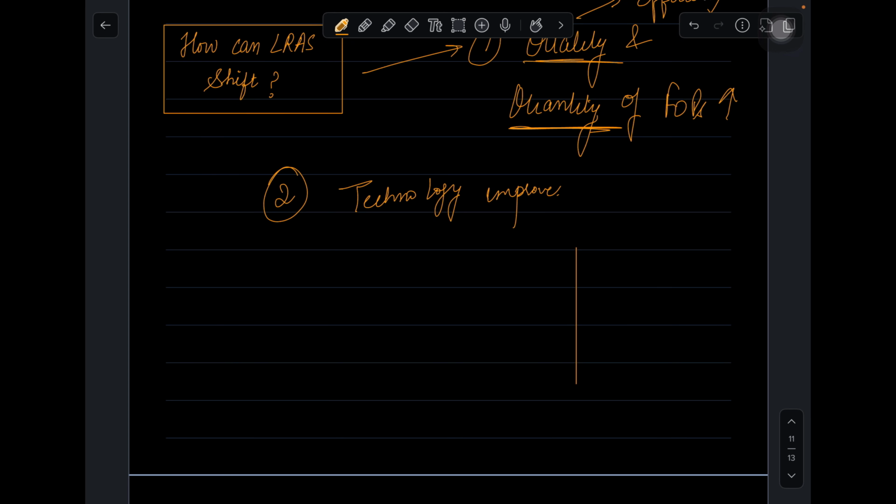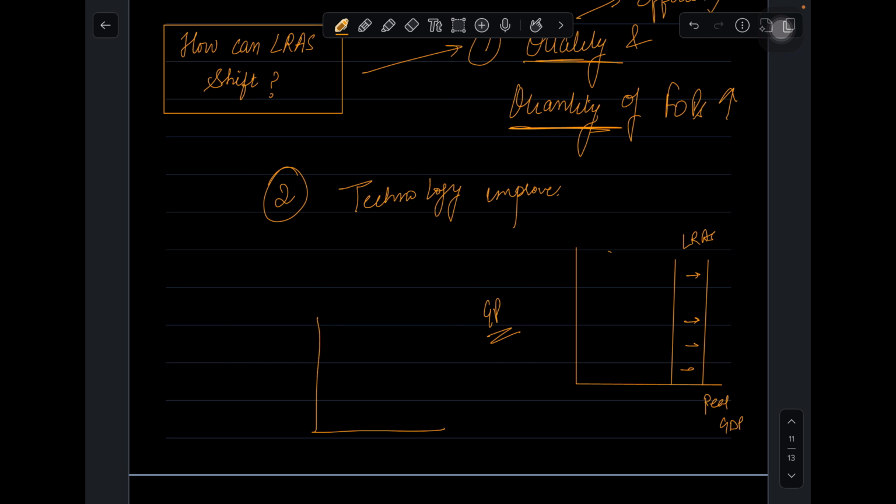What happens? This is the graph, real GDP, general price. So this is LRAS. It can be shifted only and only when the quality and quantity of FOPs increase or technology advances. It is basically similar to the PPC shifting rightwards.